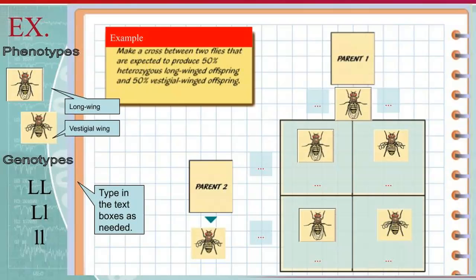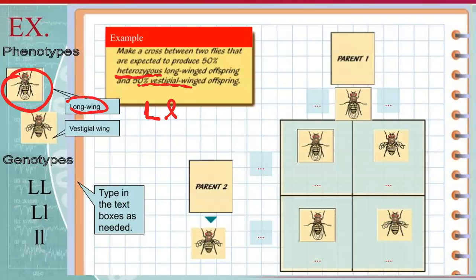So we know some information from the reading here, right? Heterozygous long wing, right? So we know one parent has to be heterozygous. They're a hybrid for long wing, right? So one parent's going to look just like that, and they're going to have the genotype heterozygous, meaning a carrier for the recessive trait. So big L, little l.